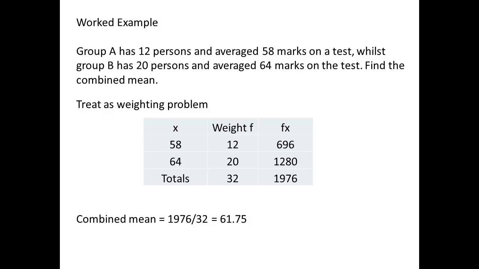We can also solve this by treating it as a weighting problem. The weight is determined by the size of the group. Multiply the average mark by the weight of the group for each group, add the results, and divide by the total weight. We still end up with 1976 divided by 32, which gives us the same answer, 61.75.